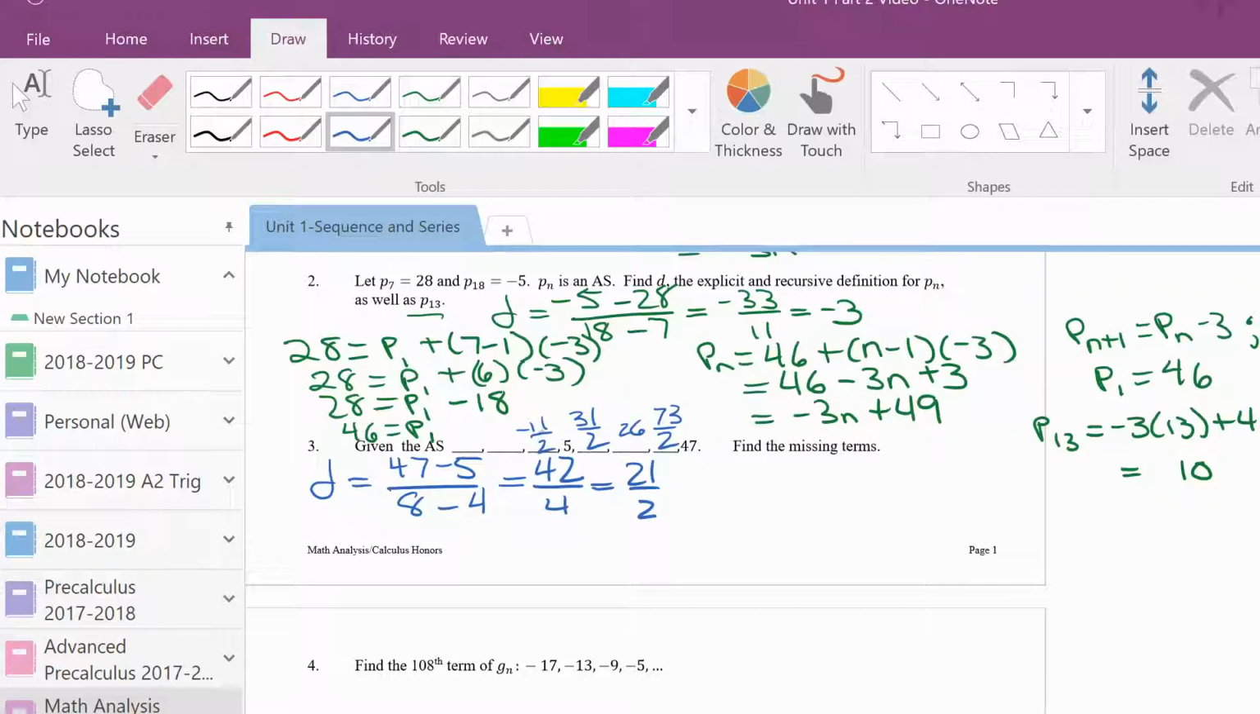And then negative 11 minus 21 gives me negative 32 over 2, which is negative 16. And negative 32 minus 21 gives me negative 53 over 2. So those are your missing terms, just using the difference.